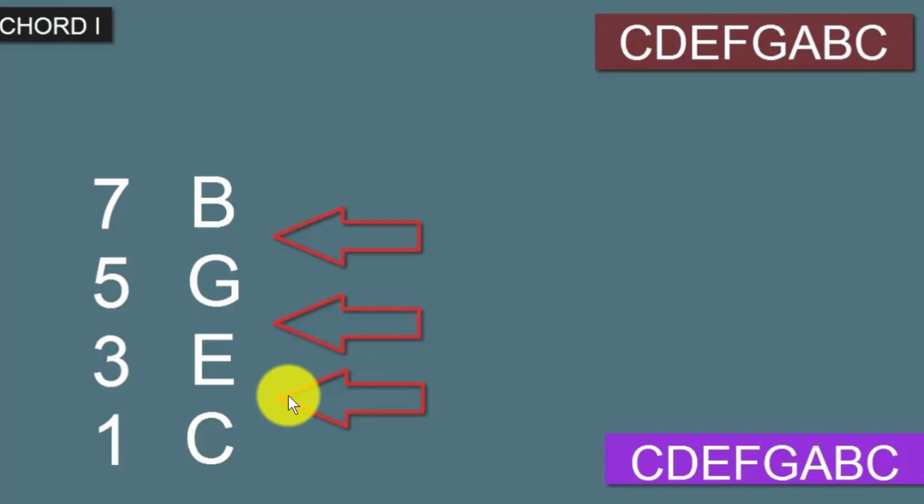So the tensions are between these spaces here, right? Now I've written the scale out here twice. Why have I done that? This top line here, this C major scale, C, D, E, F, G, A, B, C, is the key that we are in. This is what these chords come from.